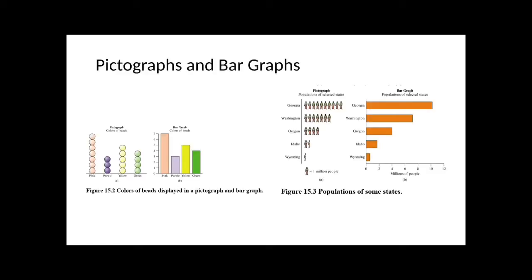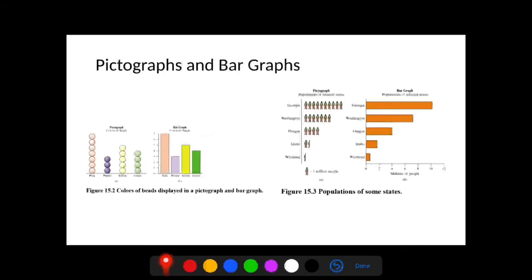We're going to talk about graphing data. So we've already, in a previous video, examined pictographs and bar graphs, but I want to point out a few key features here. They can be arranged either vertically or horizontally. We can have the pictures in our pictographs each represent one object. These are each one bead, or in this case, one little person here represents 1 million people.